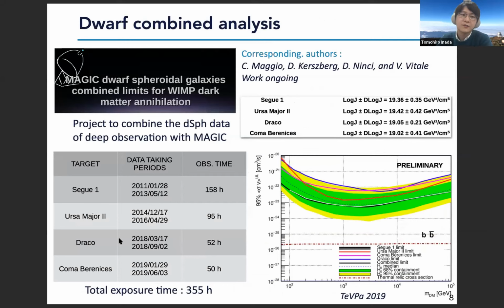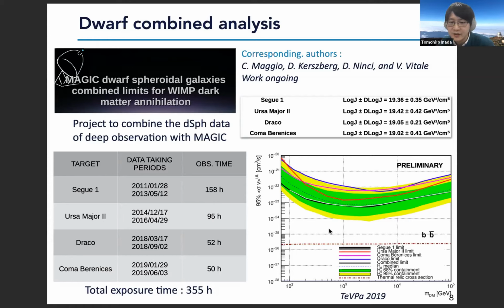And now we are aiming to combine those dwarf spheroidal galaxy analyses. We are starting those analyses, like Segue 1, Ursa Major II, Draco, and Coma Berenices. So those four sources have good J factor. The order is 10 to the 19 J factor. So it's a good dark matter content source. And the total exposure time is reaching 355 hours. So it's a large data set.